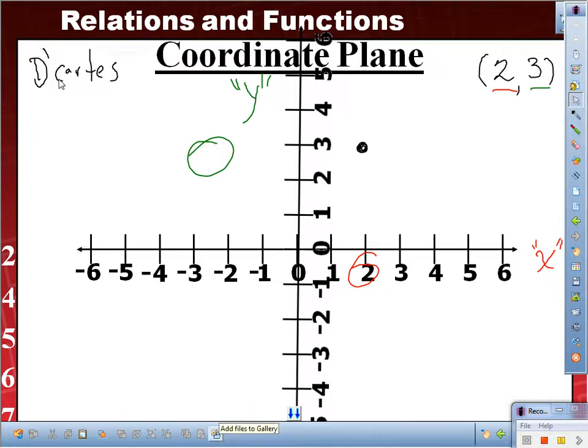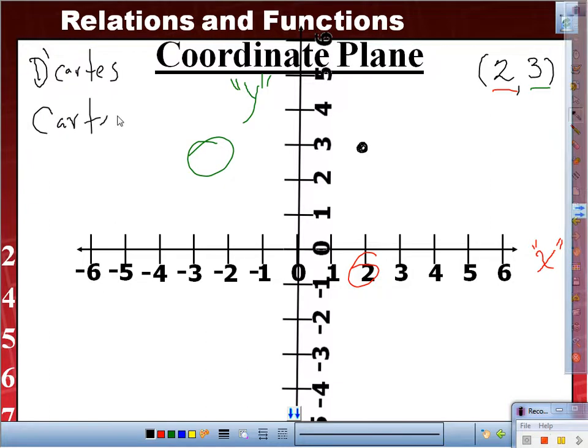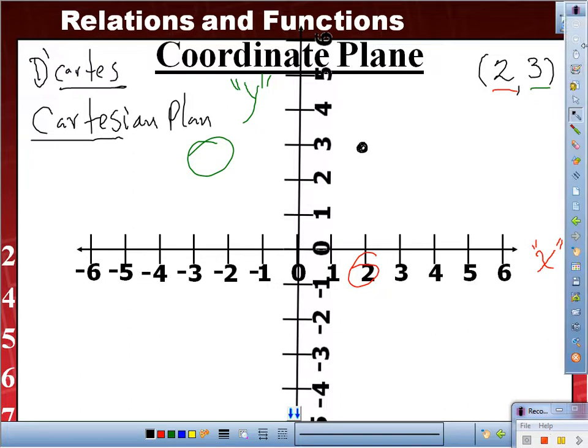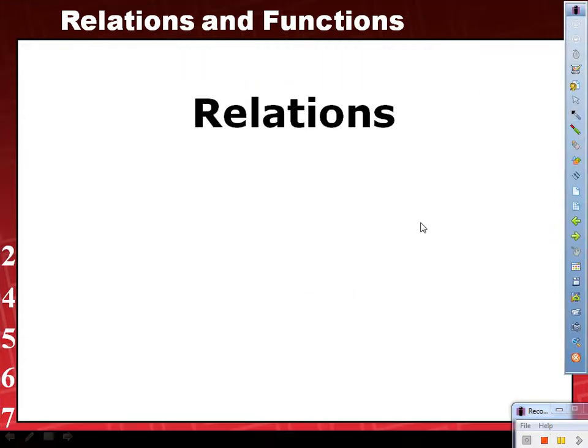Now, what does Descartes have to do with this? Well, in some books, instead of calling it the coordinate plane, they call it the Cartesian plane. You guys notice his last name here? Yes? Descartes, Cartesian plane. You guys are looking at me like, okay. Any questions how to graph points? No? We got this? All right. So, let's go to the first example.